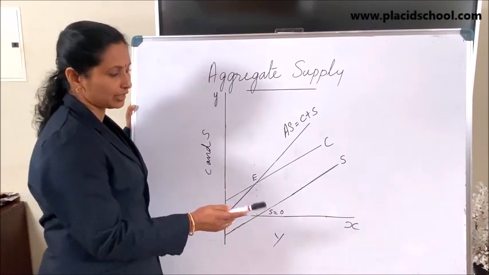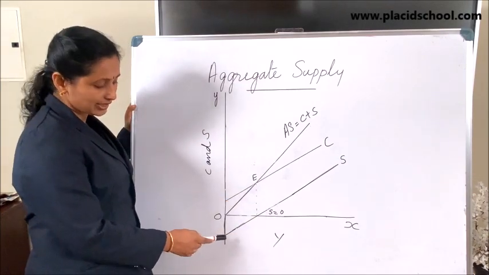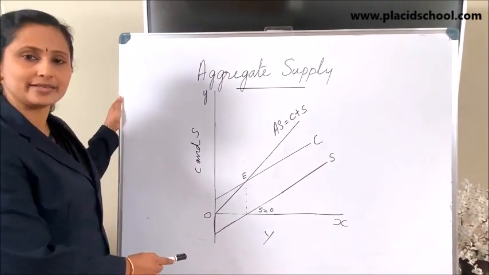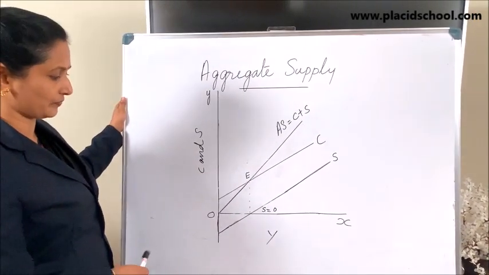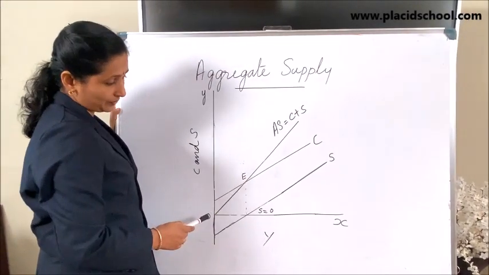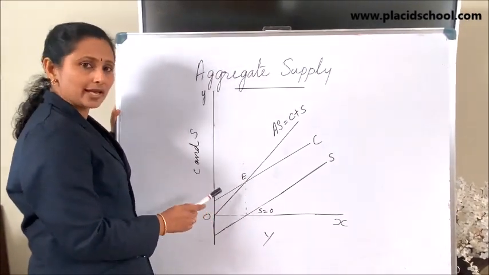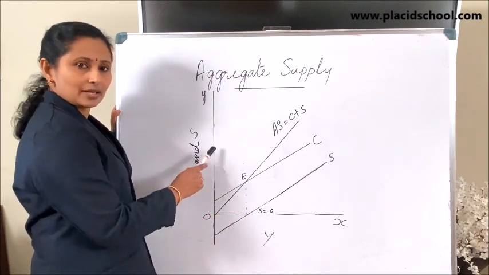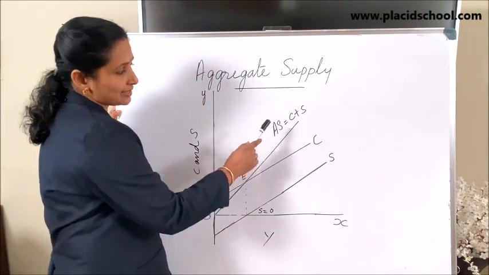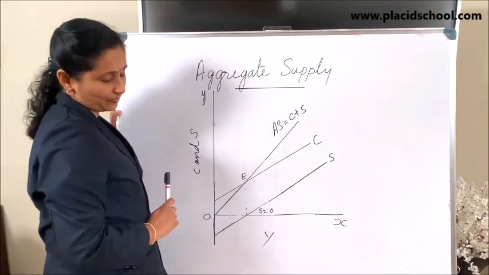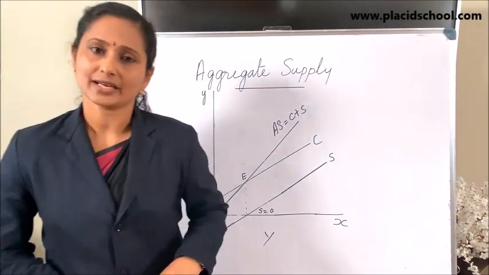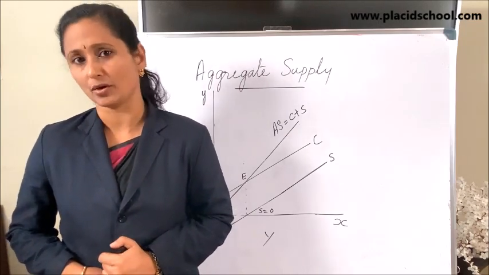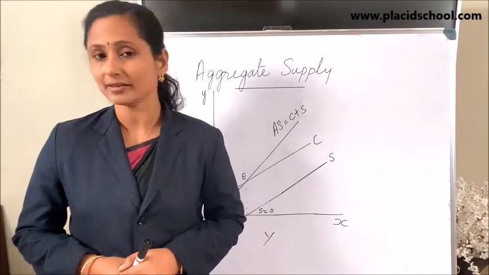Consumption is a function of income. S is the saving curve. It starts from the negative segment of the y-axis because of negative saving or dissaving at the initial levels of income. AS is the aggregate supply curve. Every point on the AS curve is equidistant from the x-axis and y-axis, implying that aggregate supply is equal to consumption plus saving. So children, there are two forces behind the determination of the equilibrium level of income in an economy, which are aggregate demand and aggregate supply.